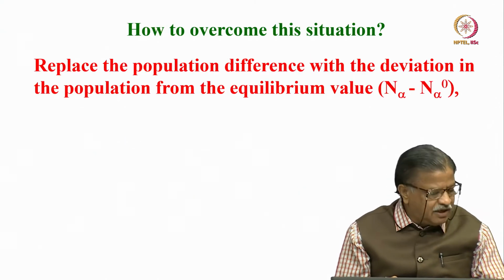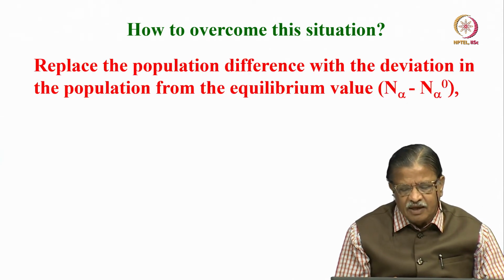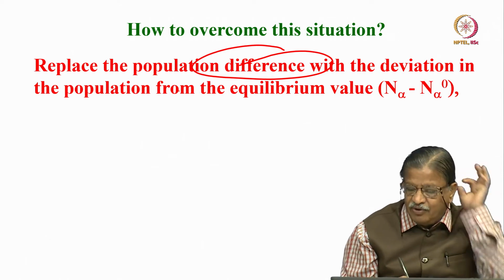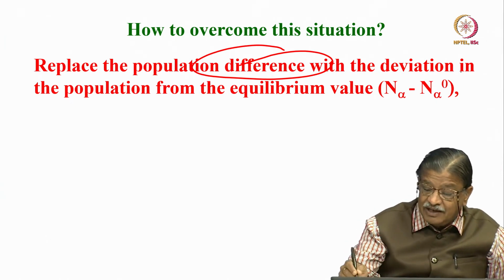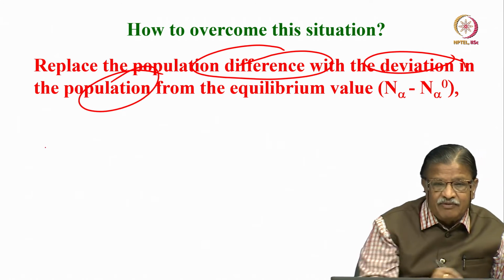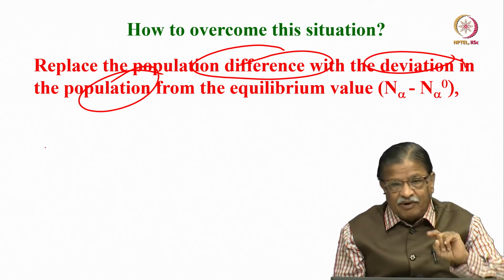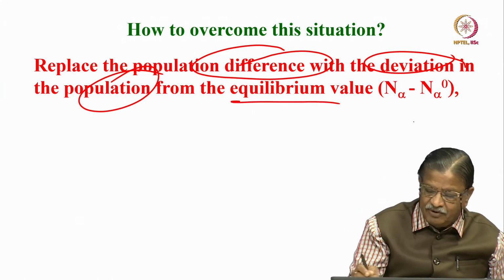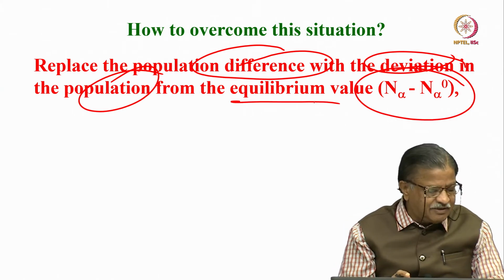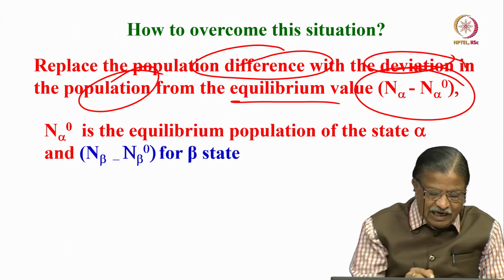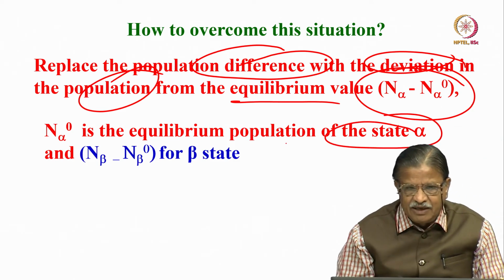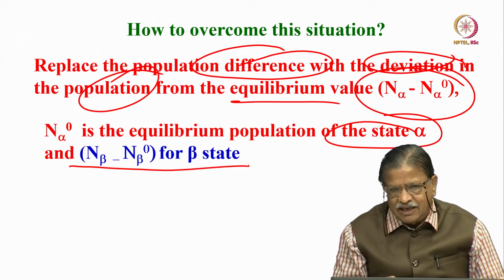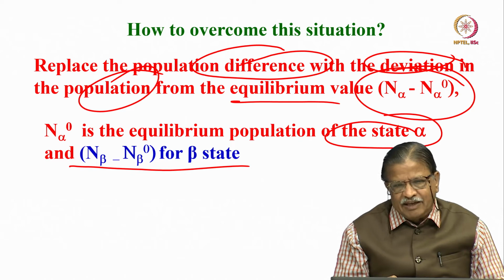So how do you overcome this situation? Instead of using the population difference, what we do is find the deviation of the population from equilibrium. We don't call it a population difference. It is the deviation of the population from its equilibrium value. For the alpha state, it is n alpha minus n alpha 0, where n alpha 0 is the population at the equilibrium state. Similarly, if you consider the beta state, it is n beta minus n beta 0.